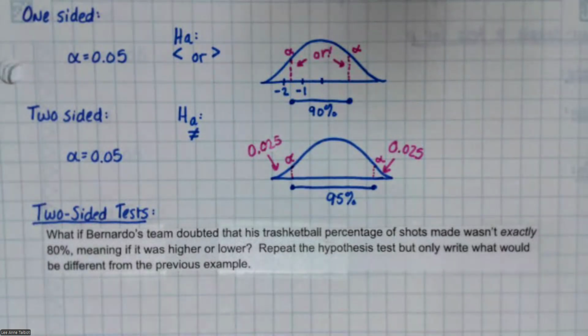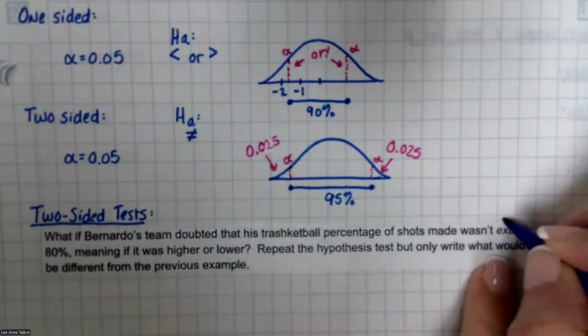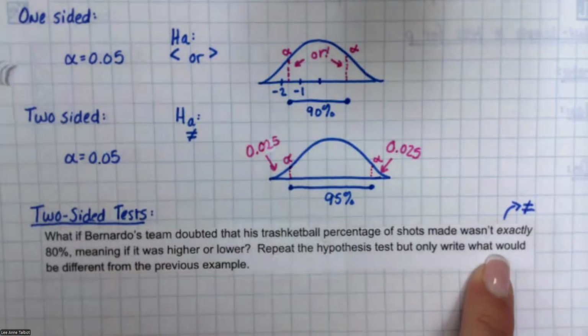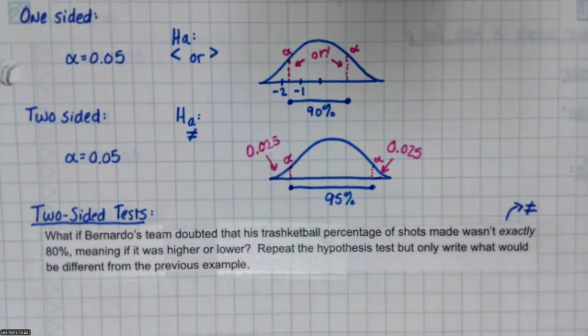Okay, so I just need one more minute of your time. What if Bernardus claimed that his free throw percentage of shots made wasn't exactly 80%? So that's what the wording would sound like in the regular problem. It wouldn't say less than, or greater than, it would say not equal to. So when you see a word like this, you translate that in your brain to not equal to, meaning if it was higher or lower than 80%. They're just saying, we think it's not 80%. It could be 81, it could be 79, it could be anything else.